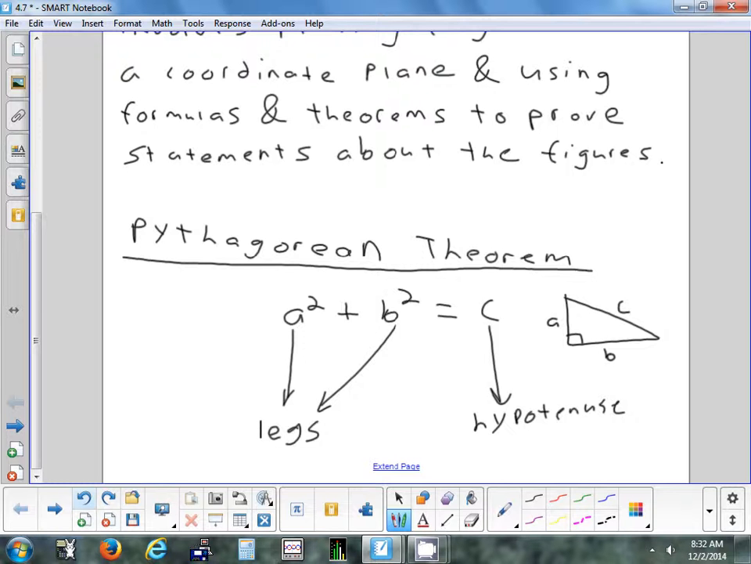So there might be times today when we use this theorem. There might also be some other points where we use the distance formula. But the distance formula is really this formula. They're the same formula. So that's your Pythagorean theorem, used to find the length of a side in a right triangle only.